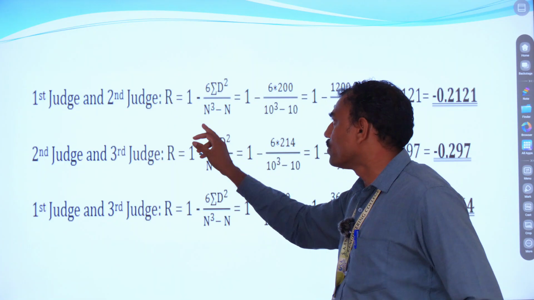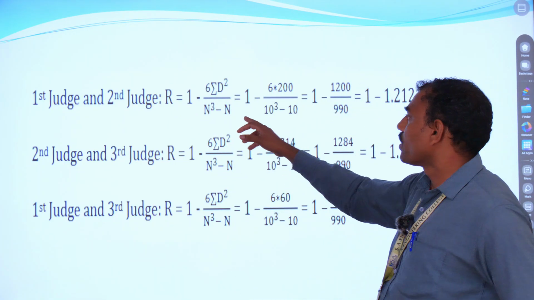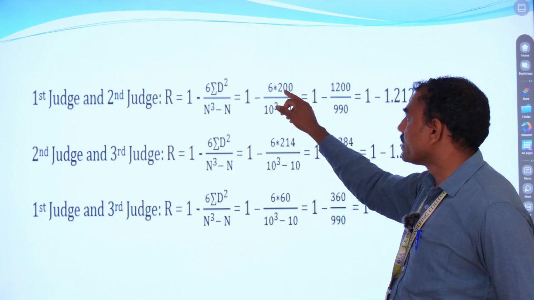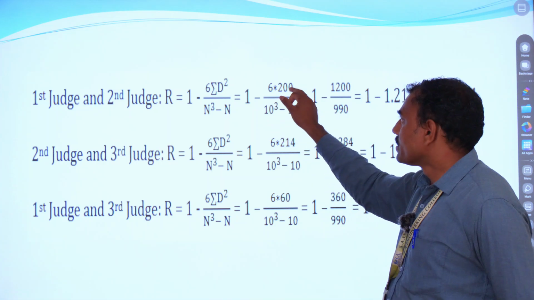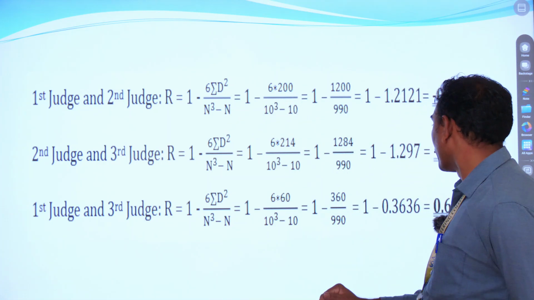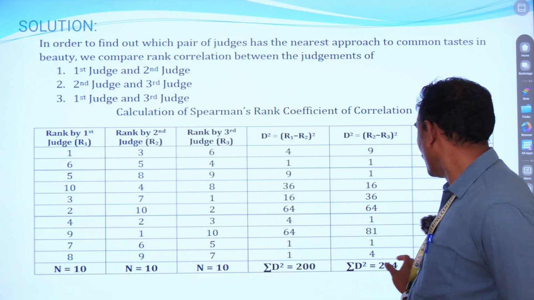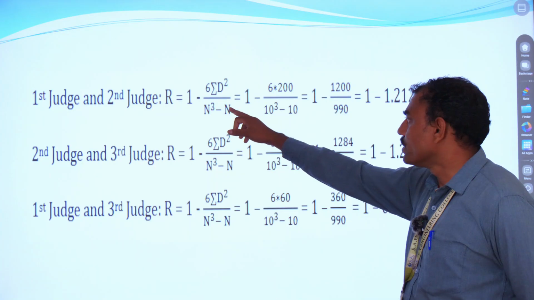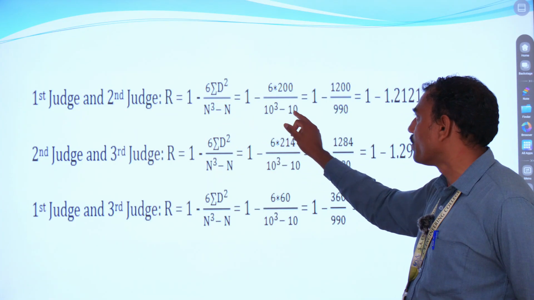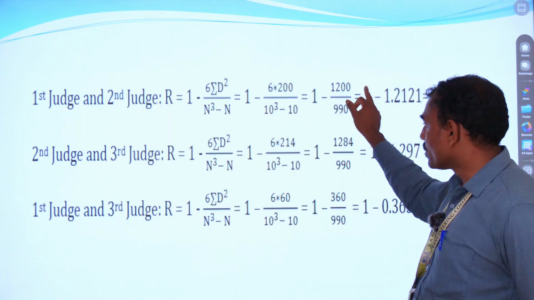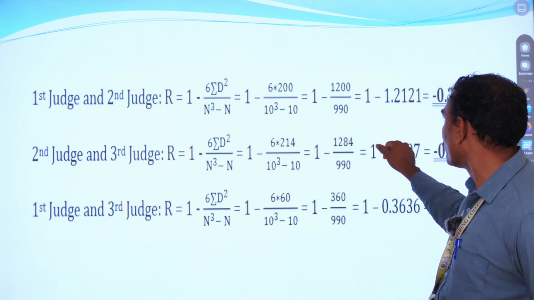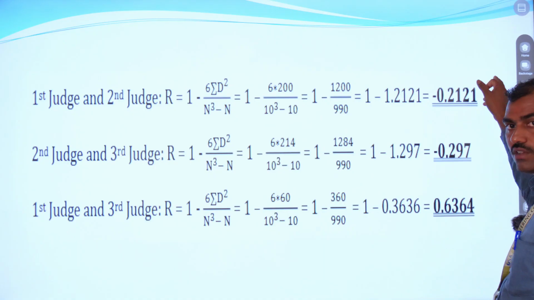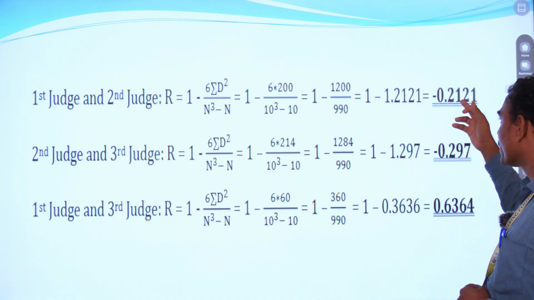The rank correlation coefficient R, using the Spearman formula, is 1 minus 6 times the summation of D1 squared divided by n cubed minus n. The summation of D1 squared equals 200, and n equals 10. So 1 minus 6 into 200 divided by 10 cubed minus 10, which is 1 minus 1200 divided by 990, equal to minus 0.2121. This gives a negative correlation.